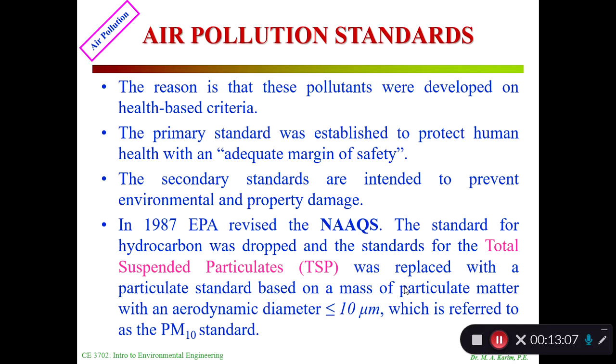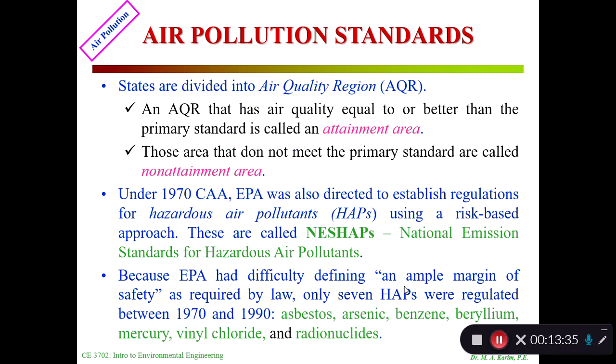In 1987, EPA revised the NAAQS. The standard for hydrocarbons was dropped, and the standard for total suspended particulate (TSP) was replaced with a particulate standard based on the mass of particulate matter with an aerodynamic diameter of less than or equal to 10 micron, which is referred to as the PM10 standard. It could be PM2.5 also, but PM10 is the main one used in this case.